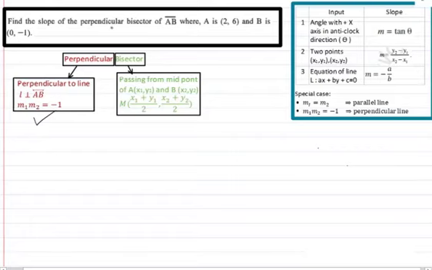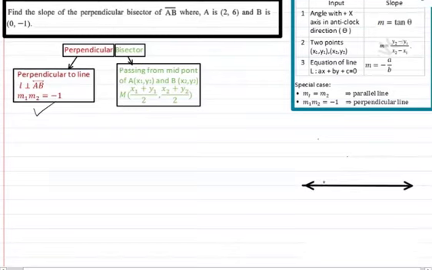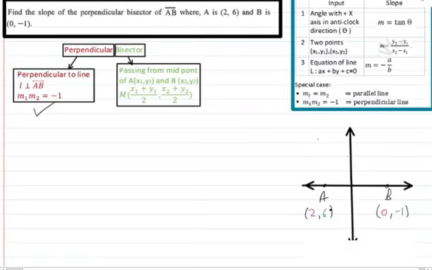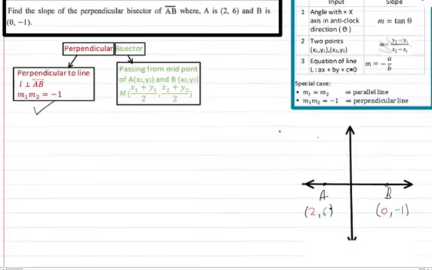Okay, so let's visualize this question. If this is our line AB, then our perpendicular bisector must be perpendicular to this line and passing through its midpoint. So let's assume the line is L and its slope is m2 and the slope of AB is m1, right? So here we should find the slope of AB for getting the slope of L, right?